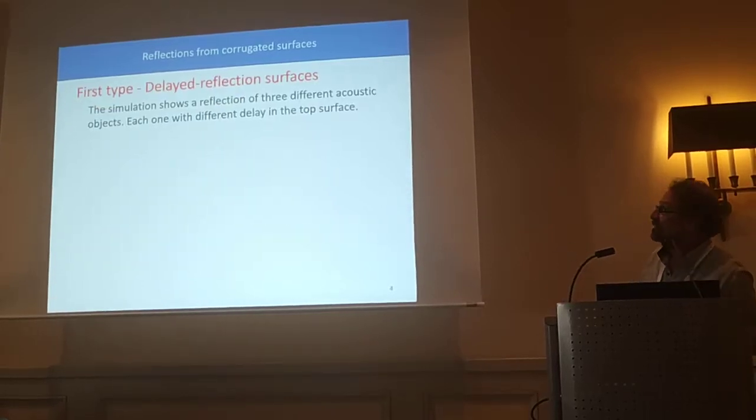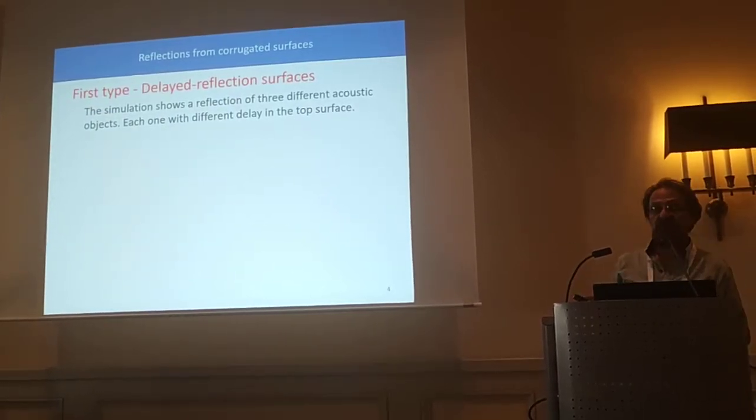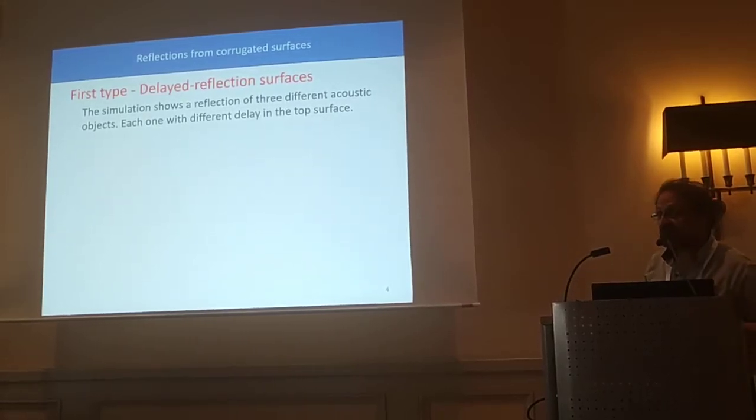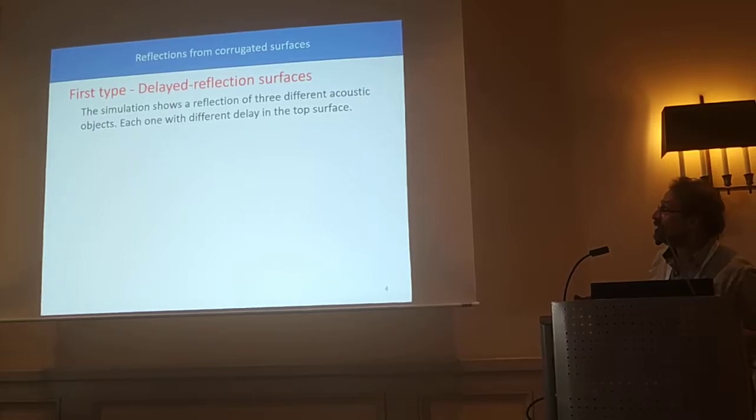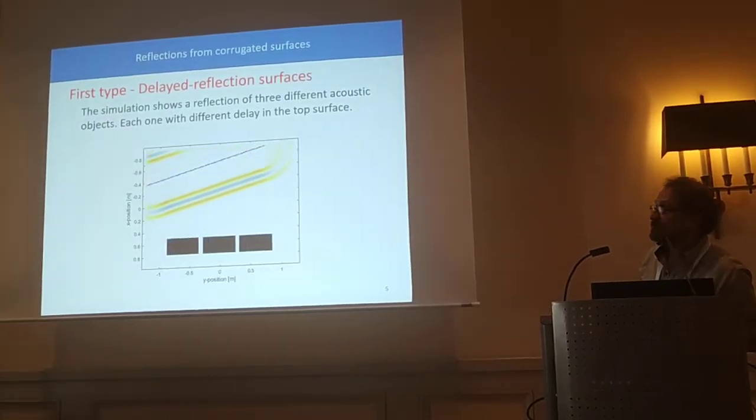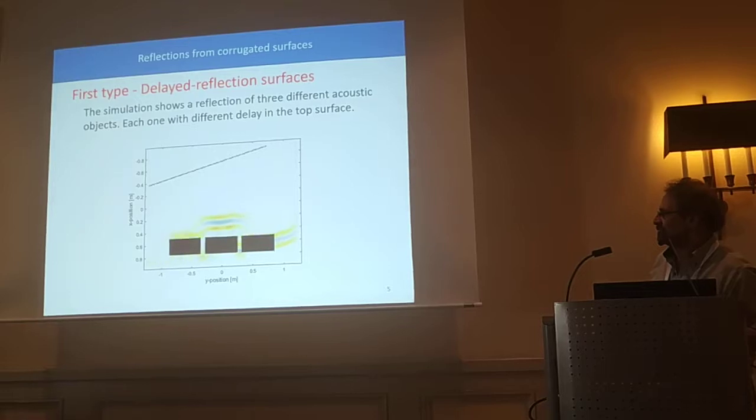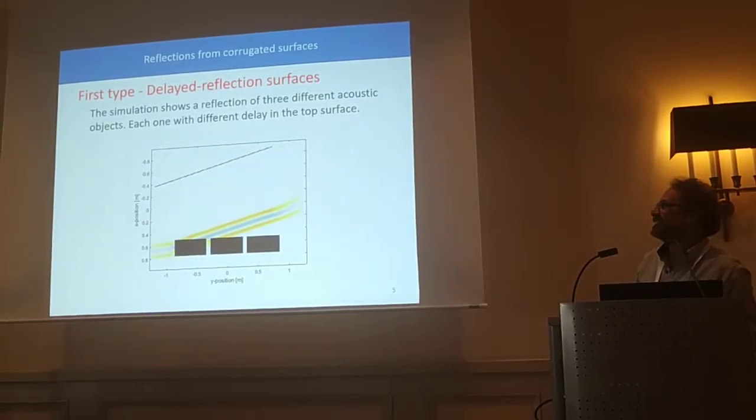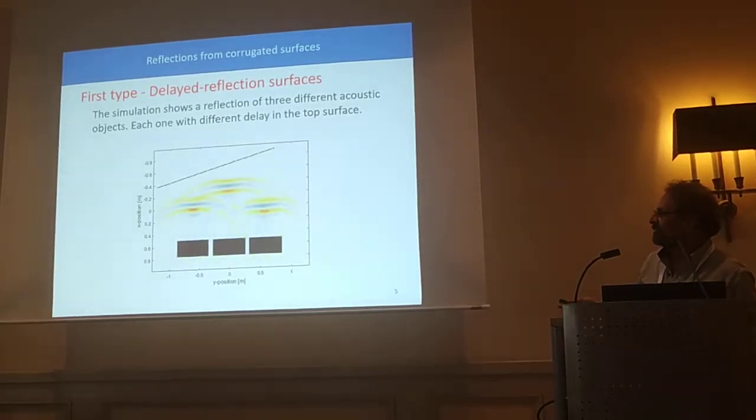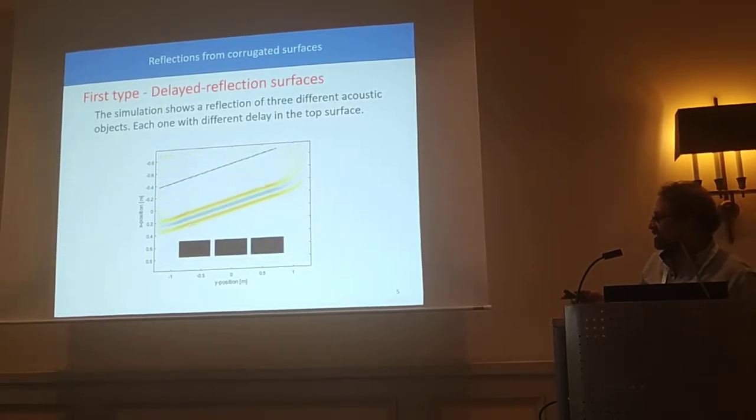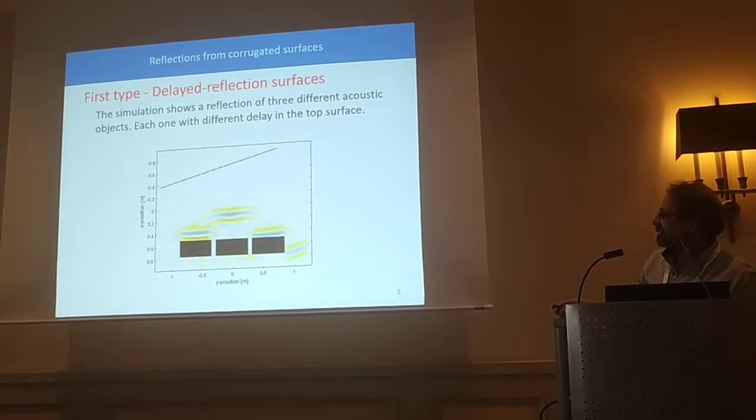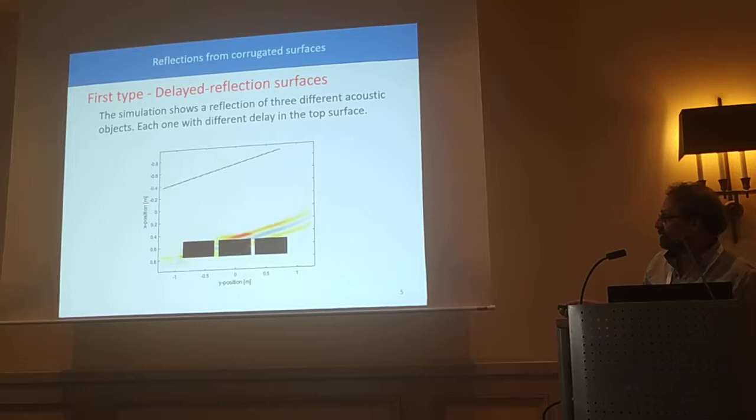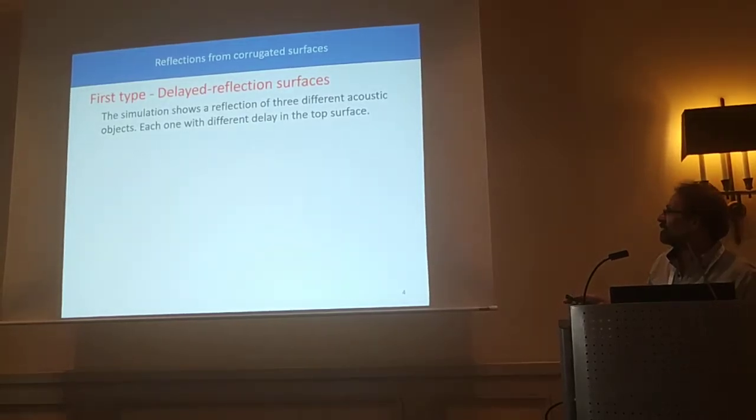The simulations. First type, delayed reflection surface. The simulation shows a reflection of three different acoustic objects, each one with a different delay on the top surface. Intentionally, it's not possible to see the surface in this initial state. We can see the delay, so we can think there was a plane surface here.